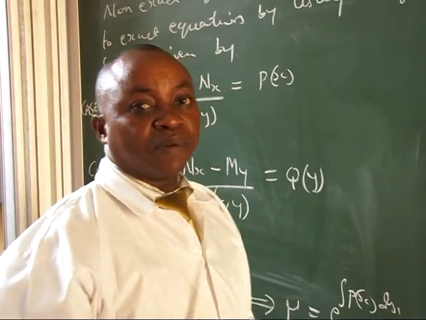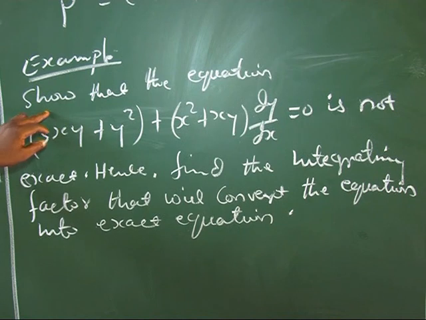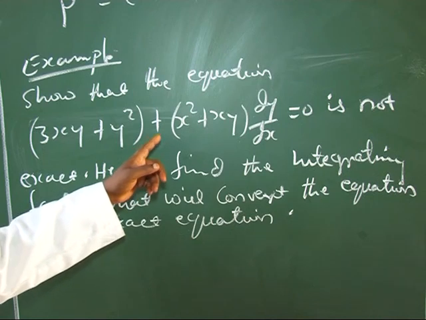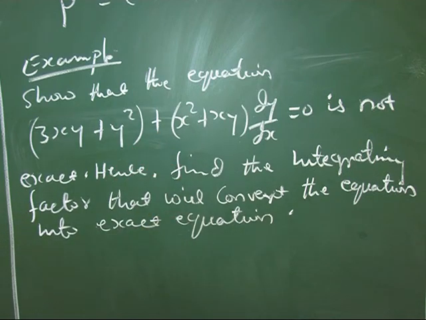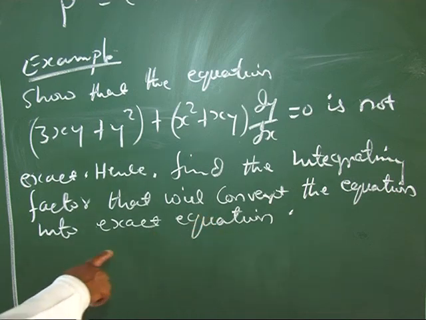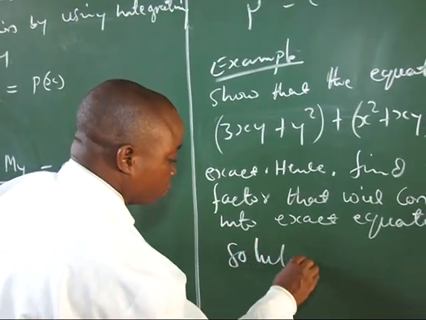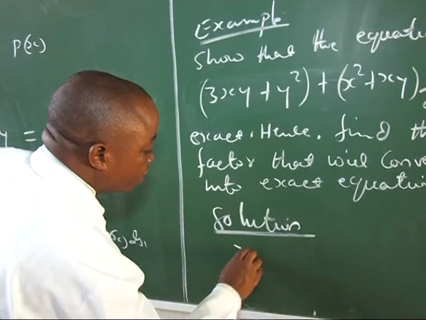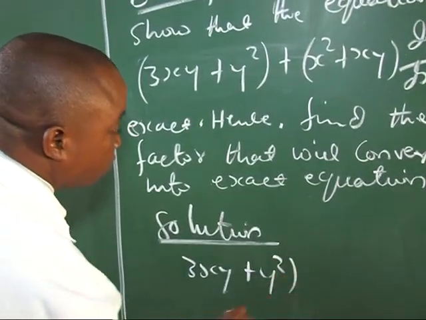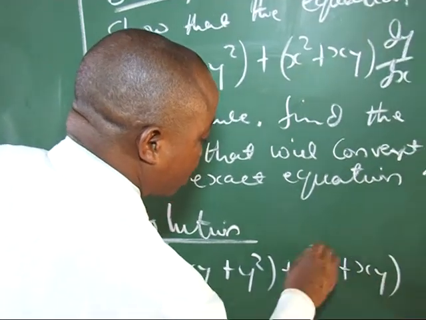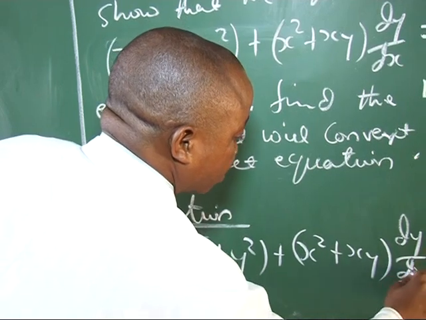Now let's look at the example. The example is: show that the equation 3xy plus y squared plus x squared plus xy divided by dx is equal to 0 is not exact. Hence, find the integrating factor that will convert the equation into an exact equation. Okay, let's take the solution. We have 3xy plus y squared plus x squared plus xy divided by dx is equal to 0.